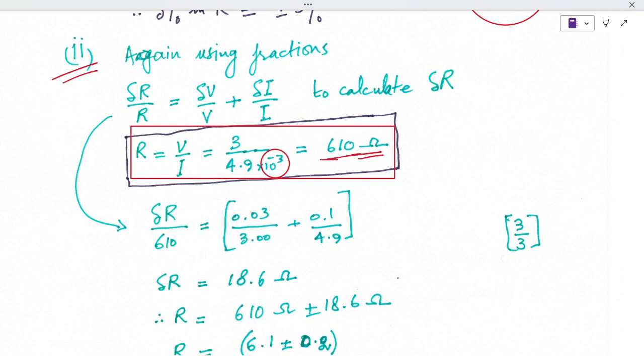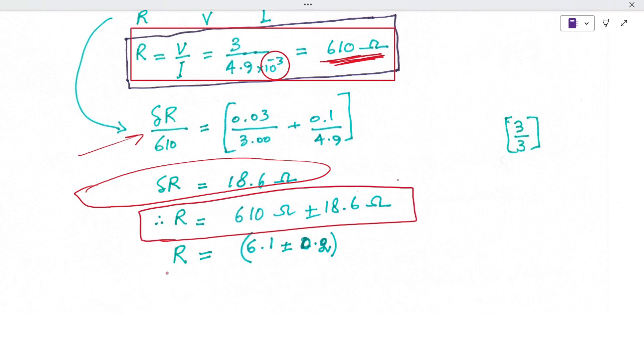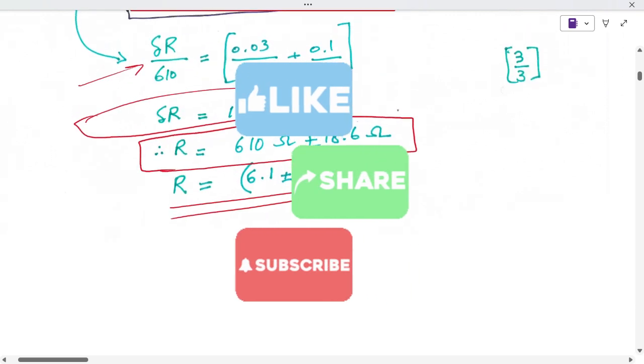Now it's easy to put in the values, and then we make delta R the subject of the formula, and we work it out to be 18.6 ohms. Therefore, R will be written as 610 ohm plus minus 18.6 ohm, but the uncertainty is normally written in one significant figure, so we work them out and write down 6.1 plus minus 0.2 into 10 power 2 ohms as the final answer, and we get 3 out of 3 marks here as well.